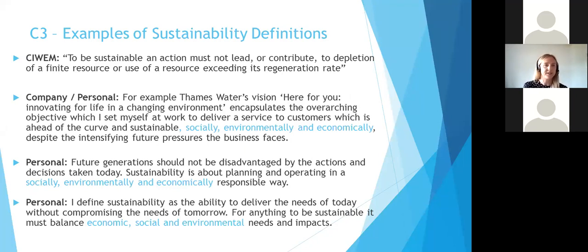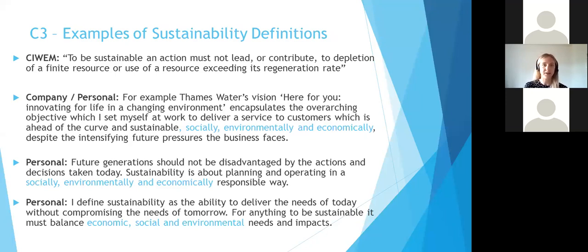CIWEM's definition is: to be sustainable, an action must not lead or contribute to depletion of a finite resource or use of a resource exceeding its regeneration rate. Do feel free to quote that within your response and use it as a basis to structure your examples. You might also want to look to your company and the vision they have for sustainability.